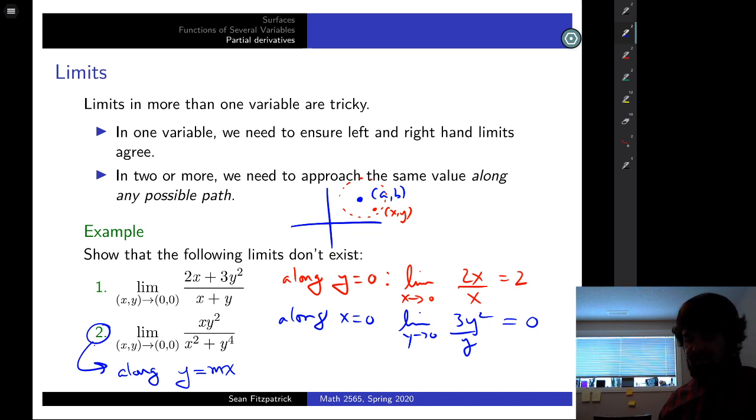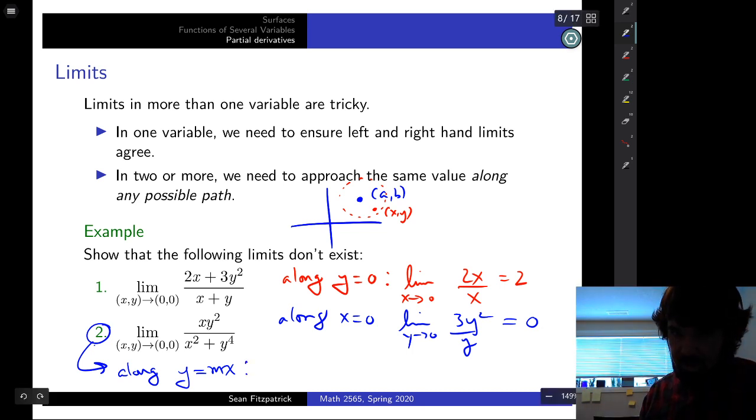But yeah, just to point out this one, you might think that you've covered all possibilities if you consider every single straight line path coming into the point. So we're going to consider any possible slope. I'm going to leave this as an exercise for you to check: if you put y equal to m times x, the limit will be 0.